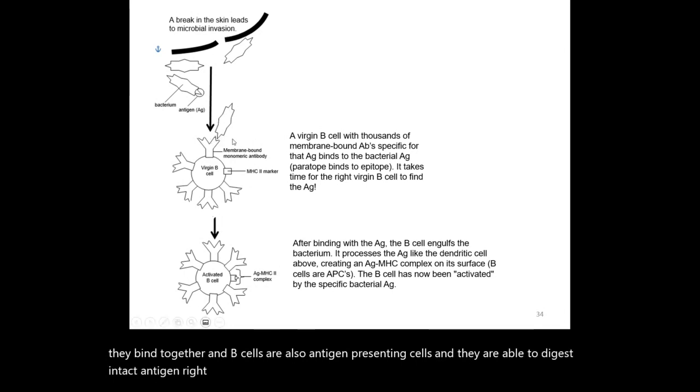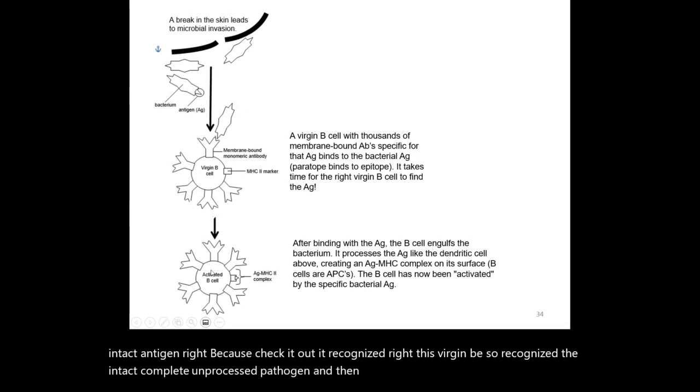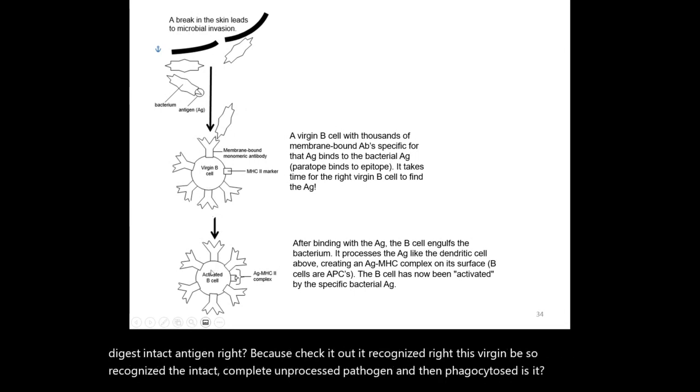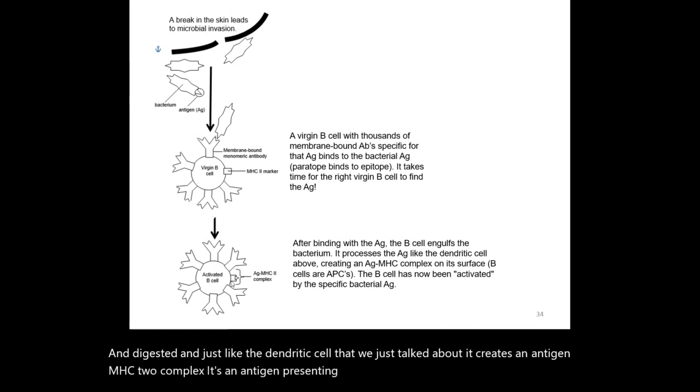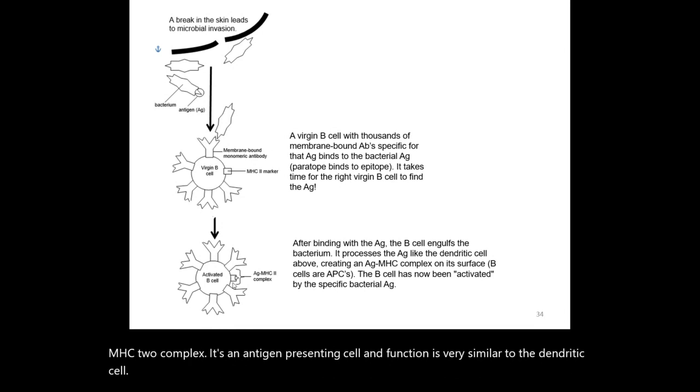Because check it out, this virgin B cell recognized the intact, complete, unprocessed pathogen. It then phagocytoses it and digests it. And just like the dendritic cell that we just talked about, it creates an antigen MHC2 complex. Okay, it's an antigen presenting cell. It functions very similar to the dendritic cell. So now the B cell is considered activated because it now has that antigen MHC2 complex.